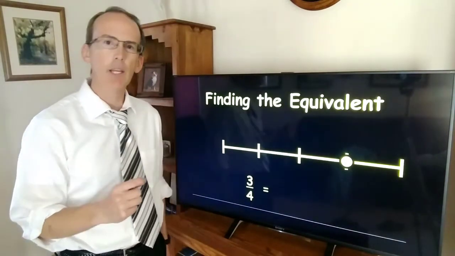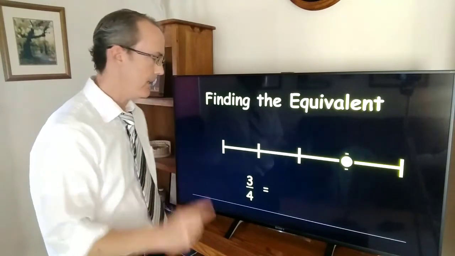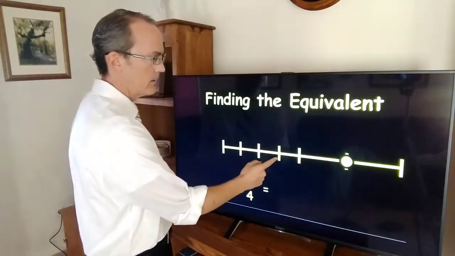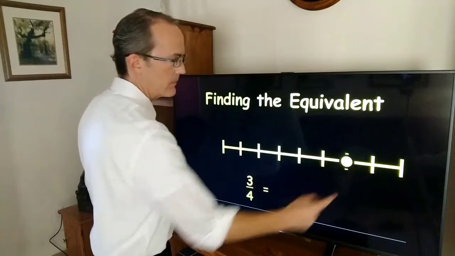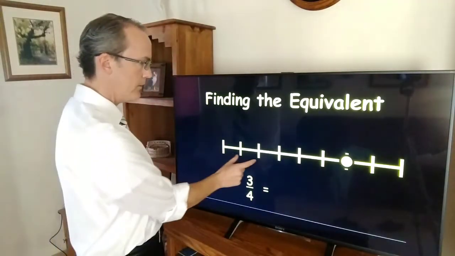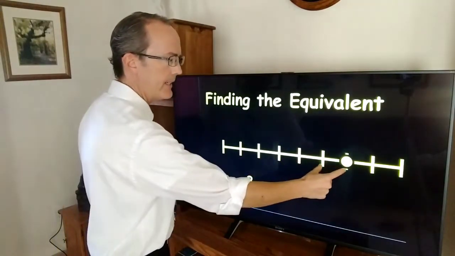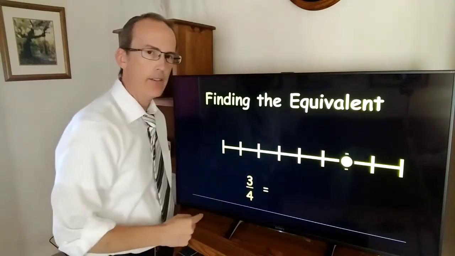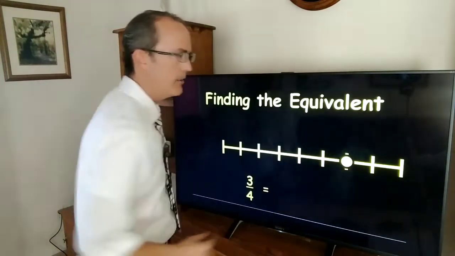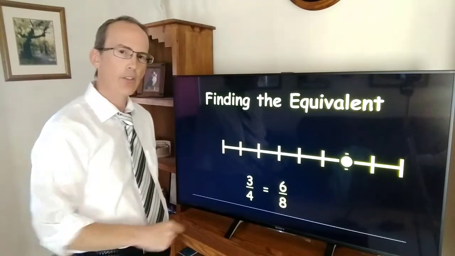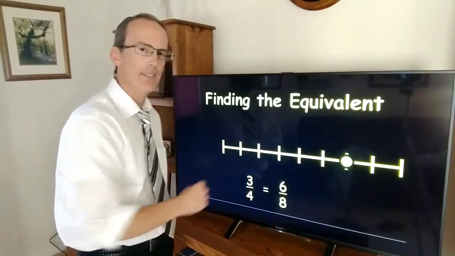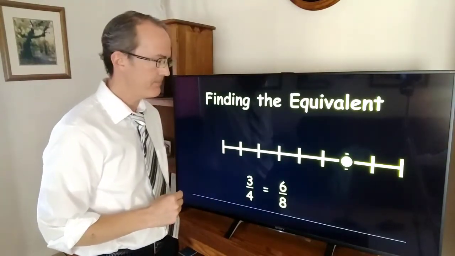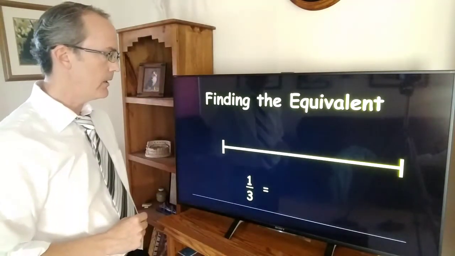Now we're going to find the equivalent to 3/4. And we do that by cutting each piece in the middle again. Okay, now we have 1, 2, 3, 4, 5, 6. The dot is on the 6, and there are 7, 8 pieces. So the equivalent fraction to 3/4 is 6/8. Let's try another one. 1 out of 3.